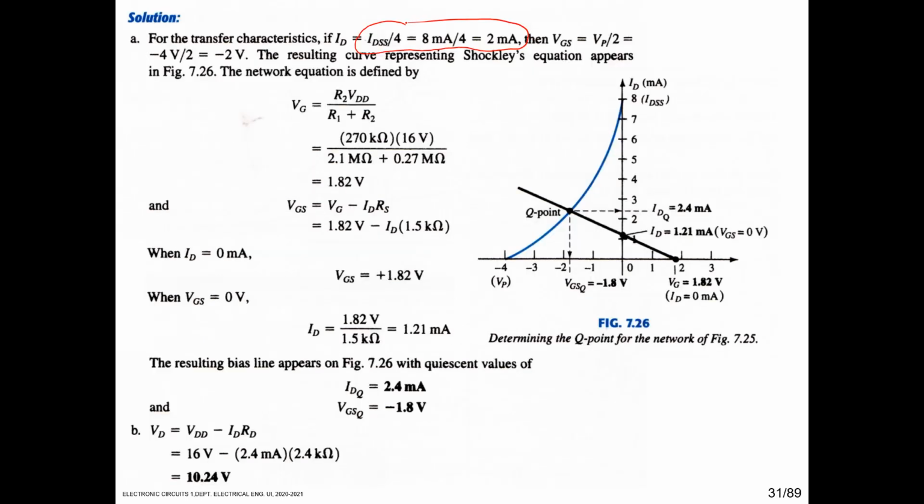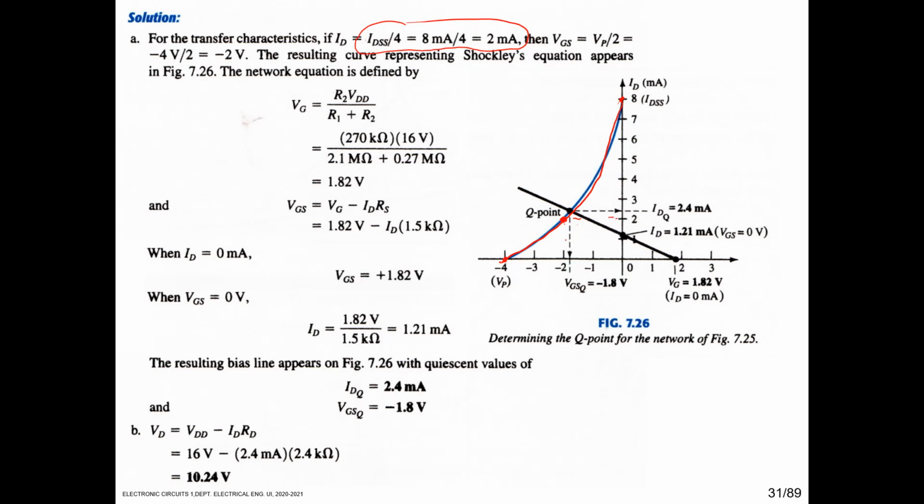and VGS is VP per 2, which is minus 2 volt. So this is the IDSS, 8 milliampere, and this is the VP, minus 4 volt. When ID is IDSS per 4, VGS is VP per 2, minus 2 volt, so we can get the third point. We can draw the blue line from this point to this point and this point.